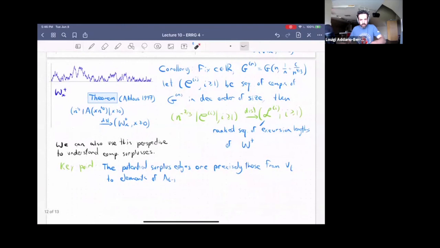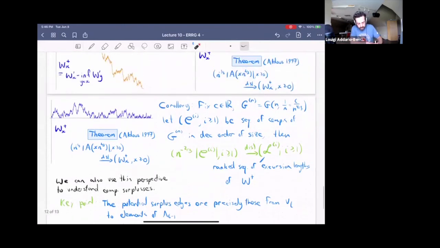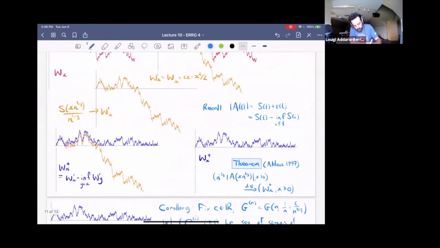So in the limit, this says that this process is not just encoding the queue length and therefore the size of the component. It's also telling us about how many possibilities there were for surplus edges as we went along, right? And the number of possibilities is precisely proportional to the area under one of these excursions. Okay.